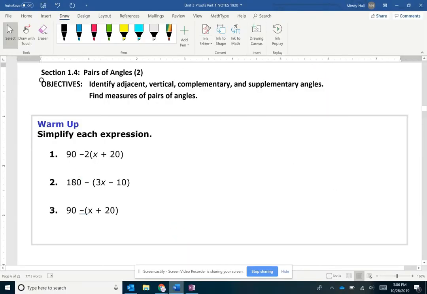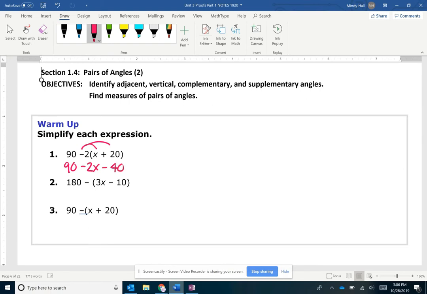Welcome to Unit 3, Lesson 2 for pairs of angles, and we are getting right into this proofs unit. So, jumping right in with this warm-up, we are going to simplify each expression. Remember, it is important to make sure you distribute to both of the things in the parentheses. So this would be 90 minus 2x minus 40. And when you combine like terms, it should be our 90 and negative 140. That would give us negative 2x plus 50.